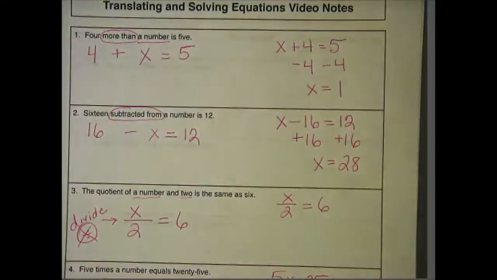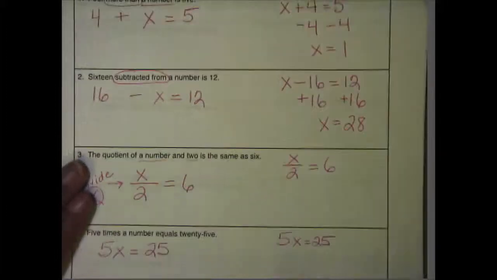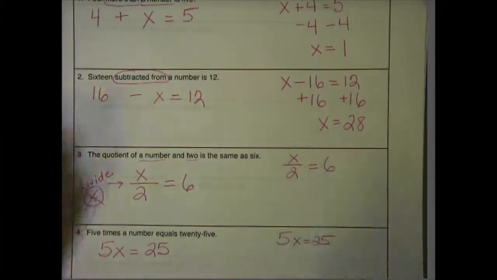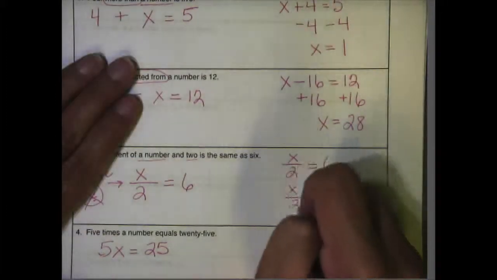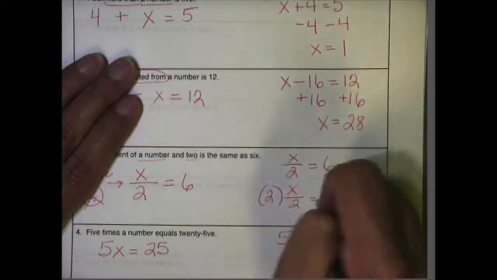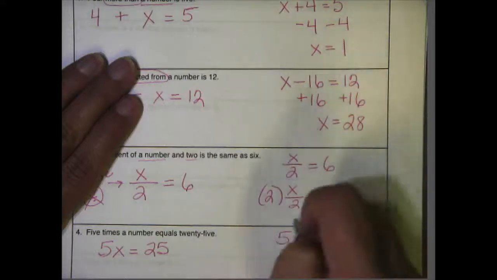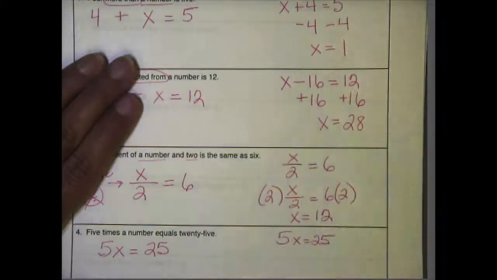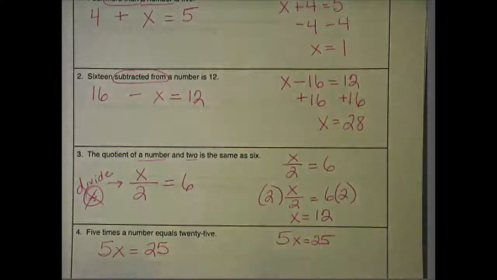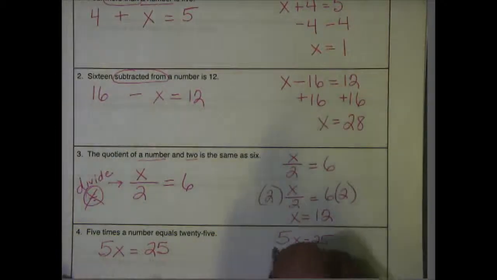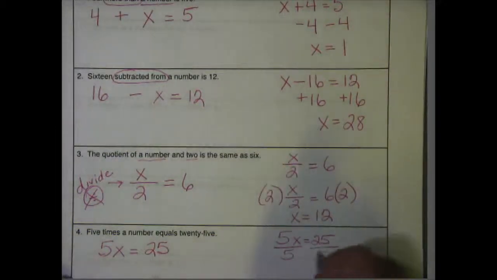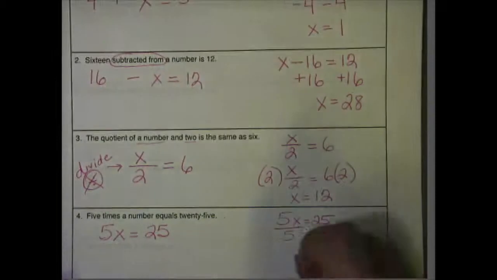Now remember, you can check them just like we did in our notes earlier this summer. x divided by 2 equals 6. So since it's divided by, we're going to multiply both sides by 2, and x equals 12. 5 times x equals 25, so we're going to divide both sides by 5 because that's the opposite of multiplication. x equals 5.